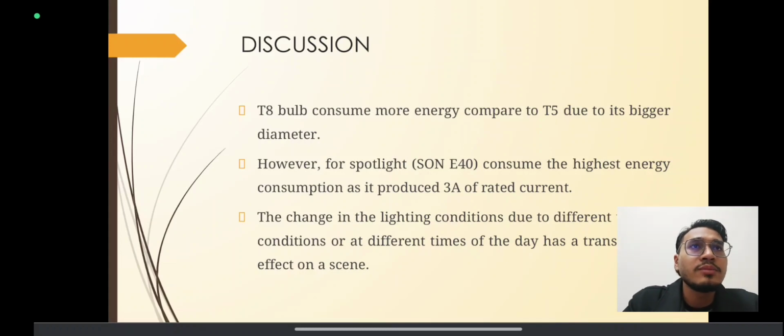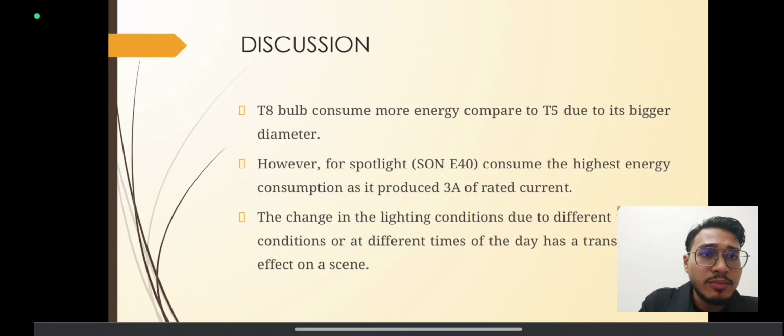So in the discussion part, T8 bulbs consume more energy compared to T5 due to their bigger diameter. However, for spotlights, SON E40 has the highest energy consumption as it has 3 amperes of rated current. And the last point is that the change in lighting condition due to different weather conditions or at different times of the day has a transforming effect on a scene.